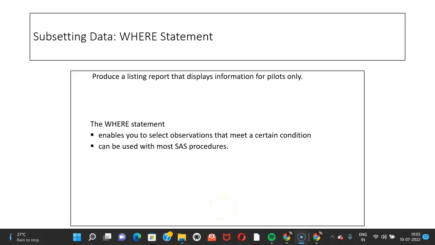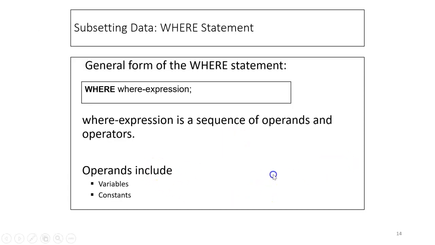In this part of the program, we are going to learn about the WHERE statement for subsetting data. We want to produce a listing report that displays information for pilots only. The WHERE statement enables you to select observations that meet a certain condition, and it can be used with most SAS procedures. So now let's see how it is possible.